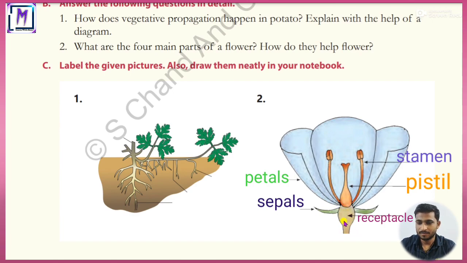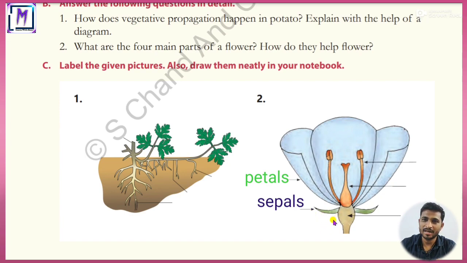Then below the ovary you can see there is a bulgy part, and we know that this is the upper end of the stalk and it is called the receptacle. So you have to put here receptacle. The next one: the green leaf-like structures are shown here with an arrow, and we know that these protect the flower during the bud condition. These are called the sepals. So put here sepal, and this is the colorful part of the flower. So we know that those are the petals.